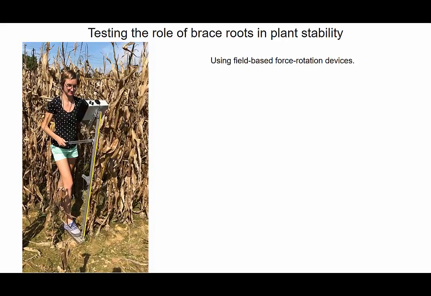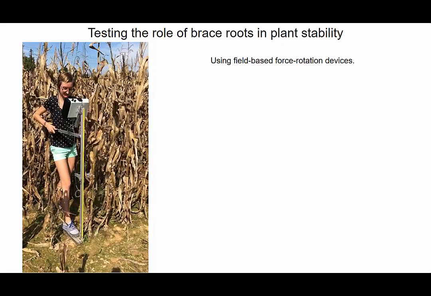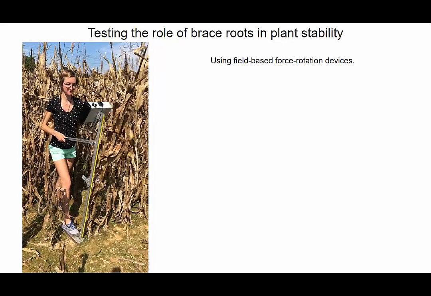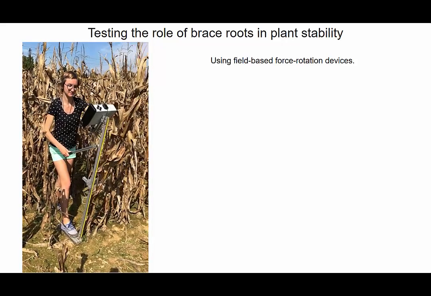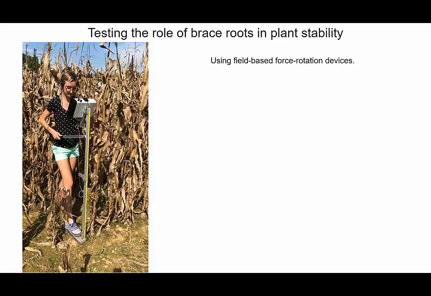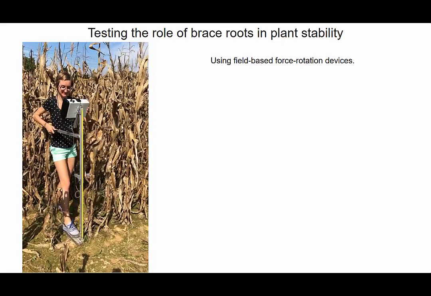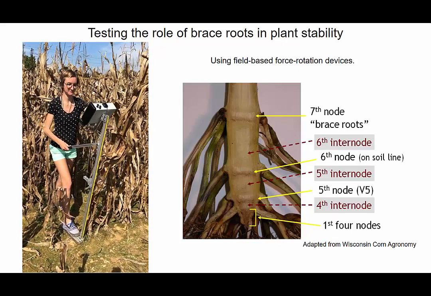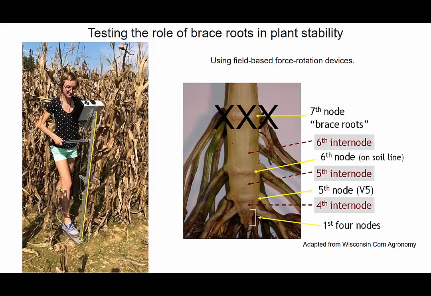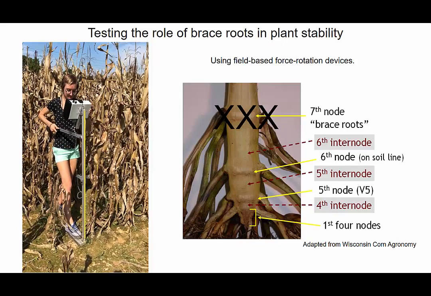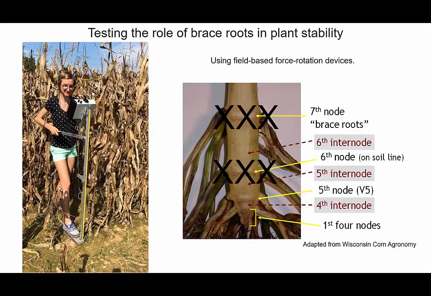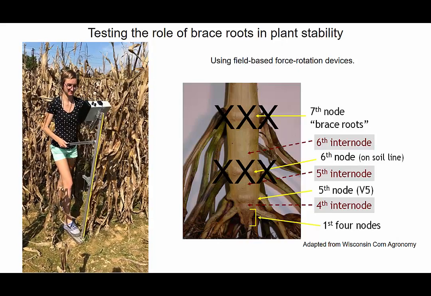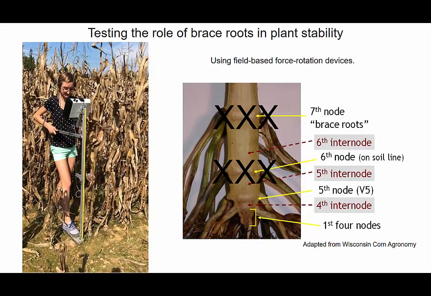And the way that we are doing this is with these field-based devices that allow us to apply a force and measure the rotation of the device. So this is one of my PhD students, Lindsay, who is demonstrating this device. I'll go through a little bit more detail about how this device works. But basically what we can do is flex test, so this is what we're calling flex testing, the stalk. We can then cut off the 7th node of brace roots. We can flex again. We can then cut off the 6th node of brace roots and flex again. And look at how the flex strength of that stalk changes as we lose brace roots.